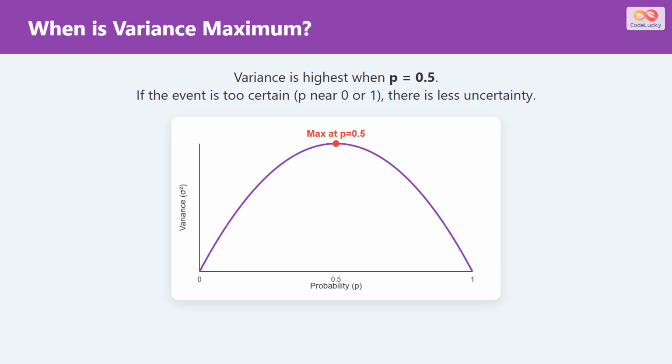This brings us to an interesting rule. The variance is at its absolute maximum when p equals 0.5. As shown in the graph, if an event is very rare or very certain, the variance drops. Uncertainty, and therefore variance, is highest when the outcome is a 50-50 toss-up.